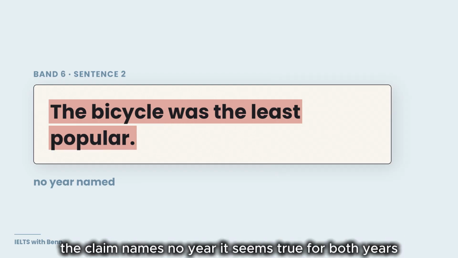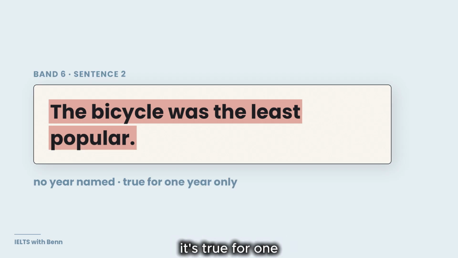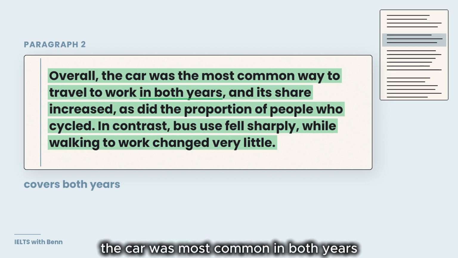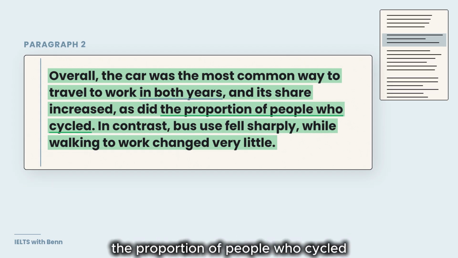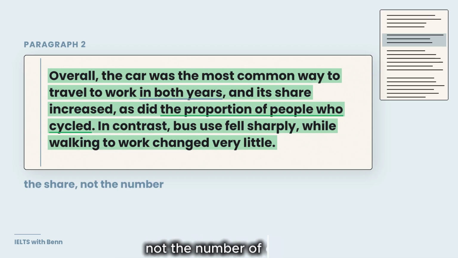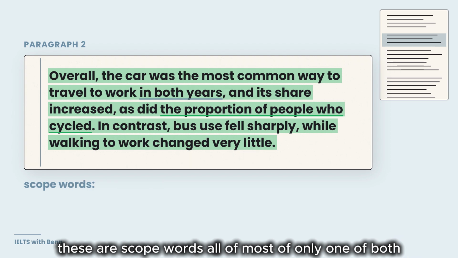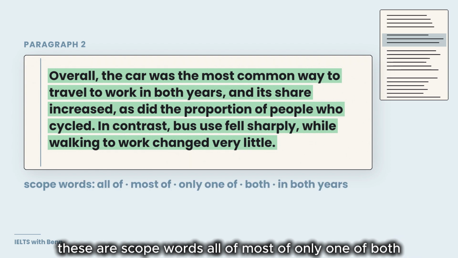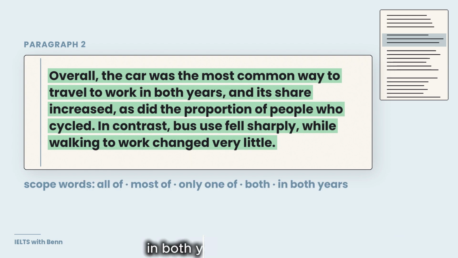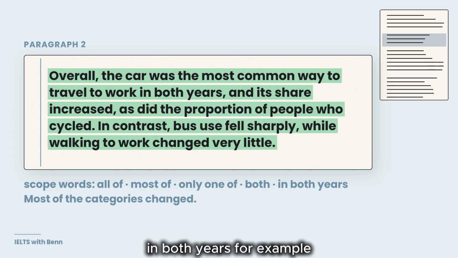It seems true for both years. It's true for one. The car was most common in both years. These 3 words cover both years. The proportion of people who cycled names exactly what rose, the share, not the number of cyclists. These are scope words: all of, most of, only one of, both, in both years. For example, most of the categories changed.